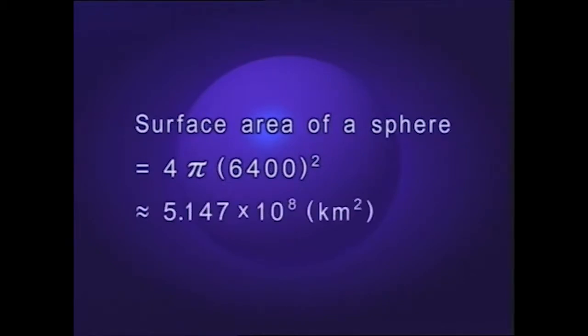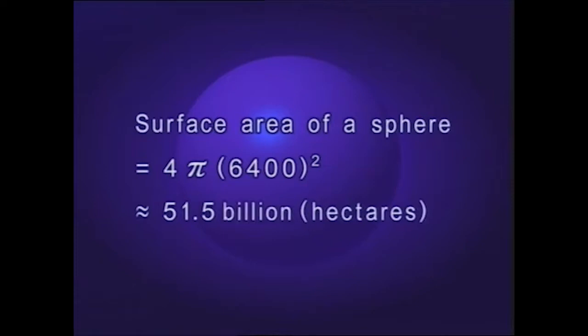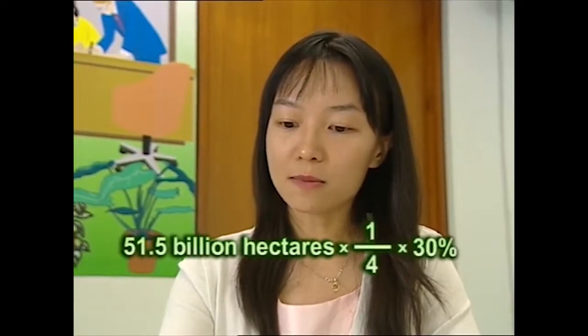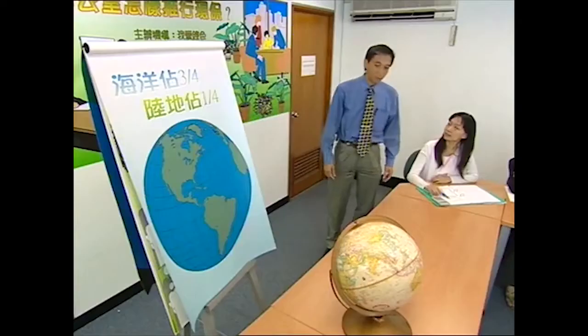The formula for calculating the surface area of a sphere is 4 times pi times radius squared. The radius of the Earth equals 6,400 kilometers, so the surface area of the Earth roughly equals 5.147 times 10 to the power of 8 square kilometers. There are 100 hectares to the square kilometer, so the surface area is approximately 51.5 billion hectares. Now multiply this number by a quarter, and then times 30%, about 3.9 billion hectares of forest. All right, thanks.